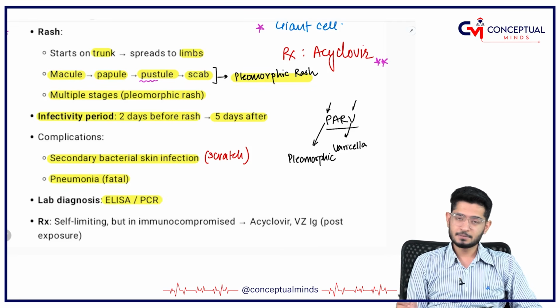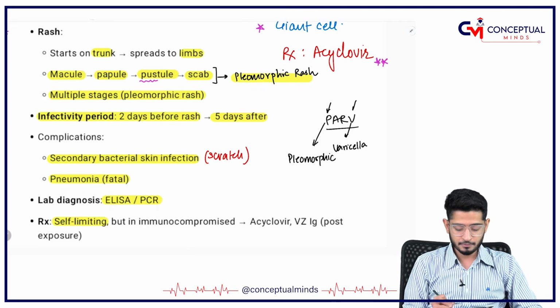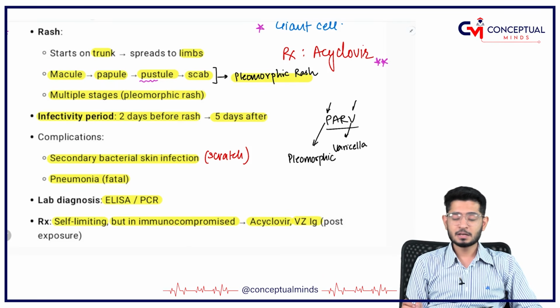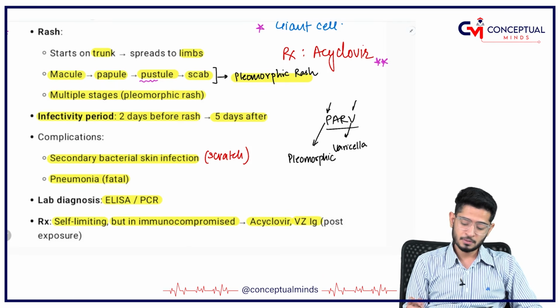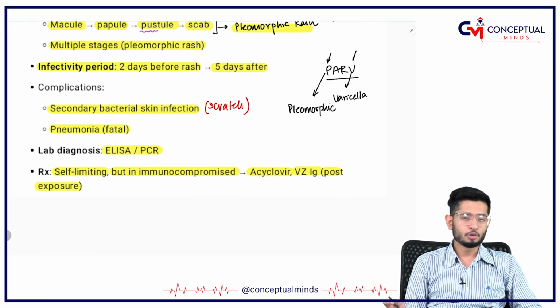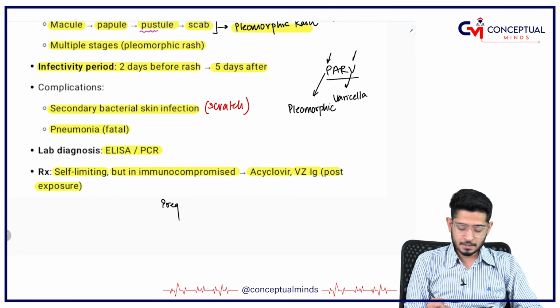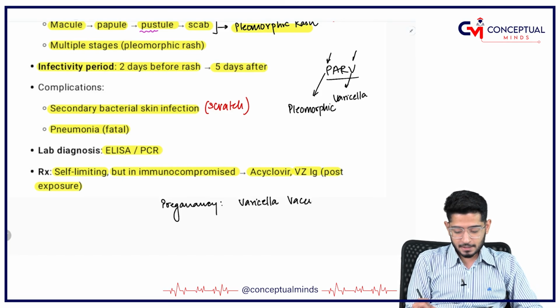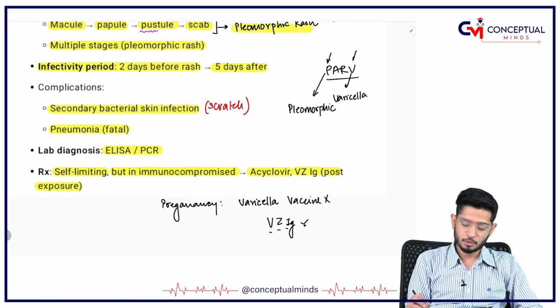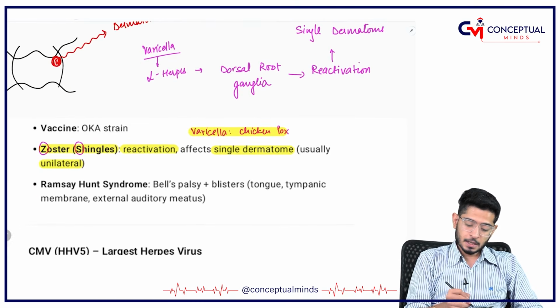Diagnostics, obviously ELISA and PCR. As I have told you, it is self-limiting, but in patients who are immunocompromised, we should start acyclovir, and Varicella-Zoster immunoglobulin is given post-exposure. My dear friends, although the OBGY faculty will teach you, still in pregnancy, please don't give the varicella vaccine. Varicella vaccine is not given. VZIG, that means Varicella-Zoster immunoglobulins, can be given in pregnancy.